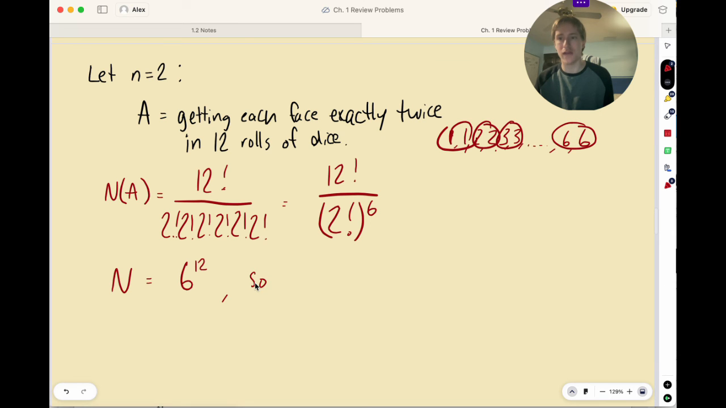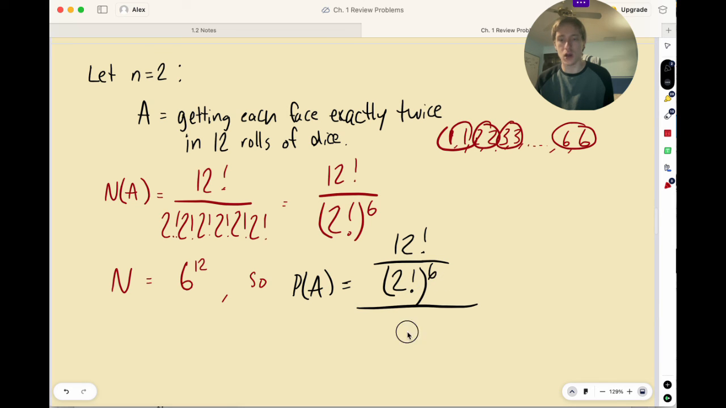Okay, so I have that the probability of A occurring is 12 factorial divided by 2 factorial to the 6th power, all over 6 to the 12th power. Well, I'm sure you can generalize from here and you see what's happening. 12 factorial is really the same thing as 6n factorial, where in this case n was 2, but for n equals 3 and so on, it works the same way.